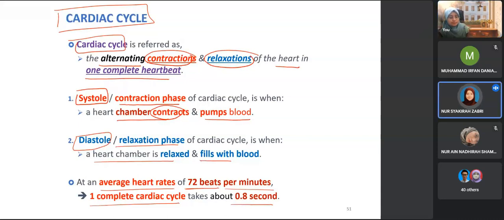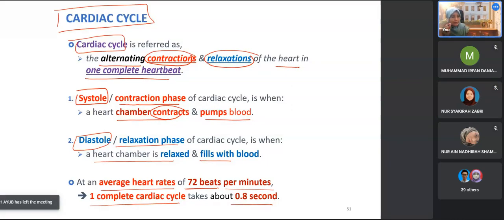60 seconds divided by 72 beats. So maksudnya kat sini satu beat of the heart takes about 0.8 seconds. So for 1 minute, jumlah dia 72 beat. So 60 saat bahagi dengan 72 lah, kan? Okay.